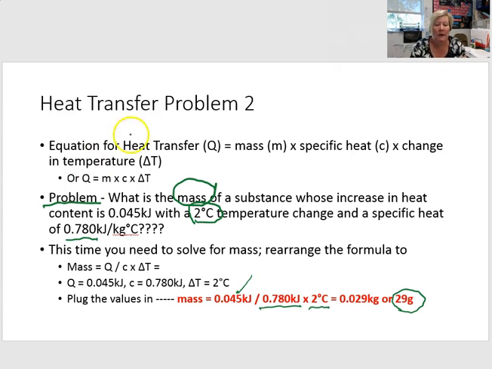One note here, the specific heat is reported technically as kilojoules per kilogram degree Celsius. Oftentimes it's just shortened to kilojoules. But if you're looking to balance all those little units in your calculation and have them cancel, you need to keep that kilogram degrees Celsius as part of your specific heat.